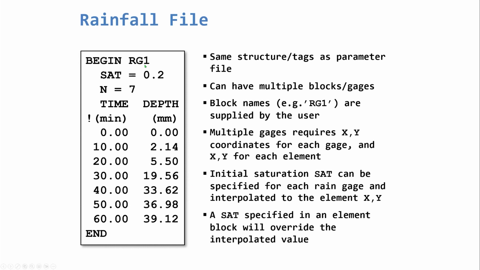So again, we've got our rain gauge name, initial saturation, and the number of time depth pairs. Then an exclamation mark, a comment to say this is in minutes and millimeters, and then you'll have 7 time-millimeter, or time-depth, pairs to say how the rain fell during that storm.